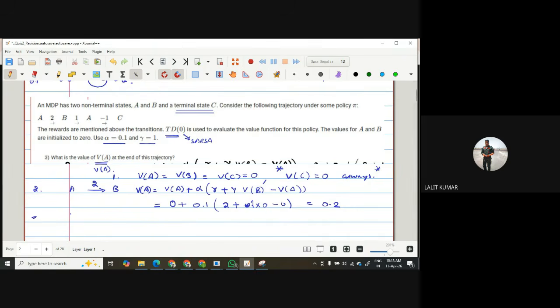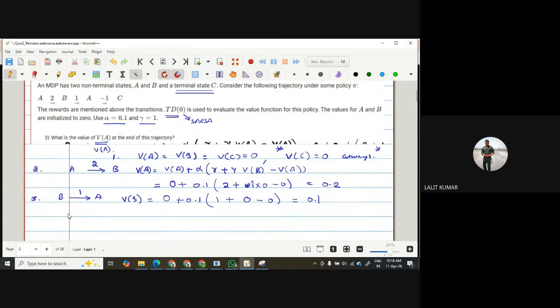Now we go from B to A, get a reward of 1. Now VB will become VB, which is 0, plus 0.1 * (reward is 1. Where are we reaching? We are reaching VC, so that is 0) minus 0. So this is 0.1. Is this okay?